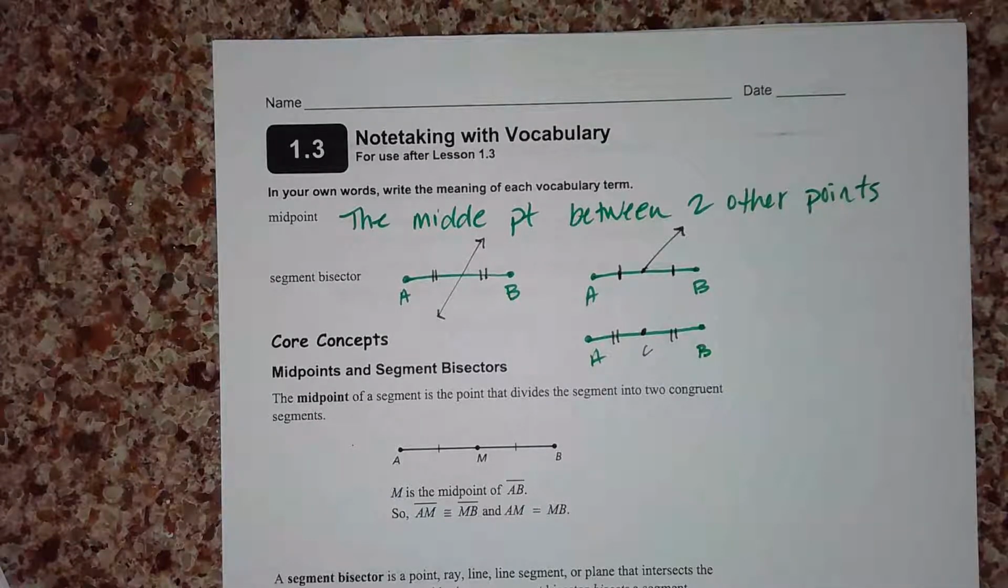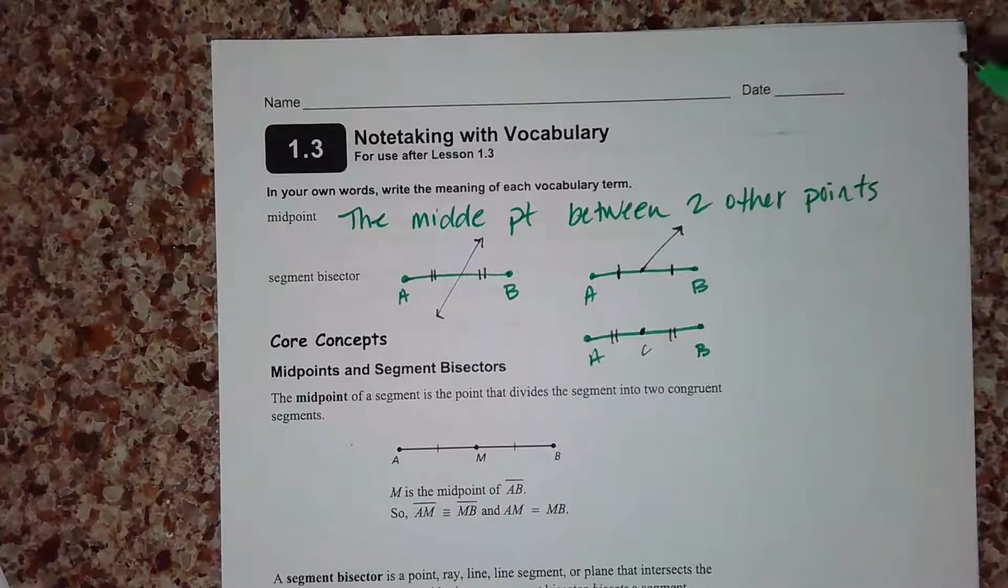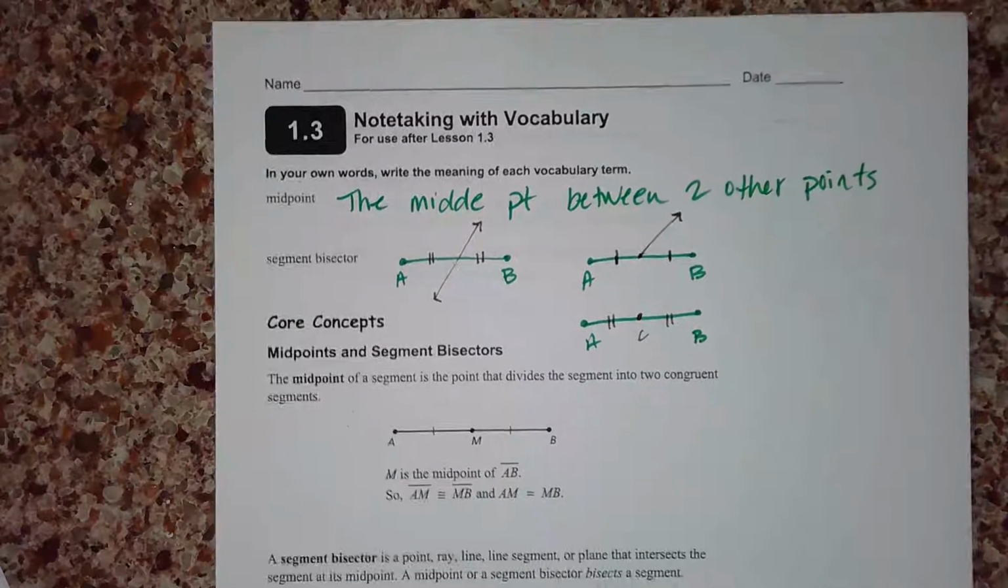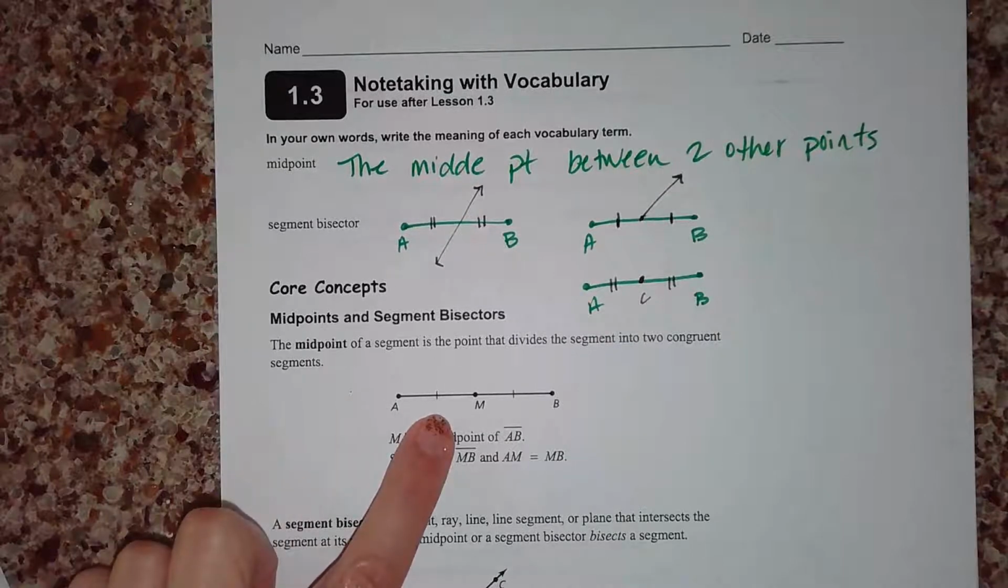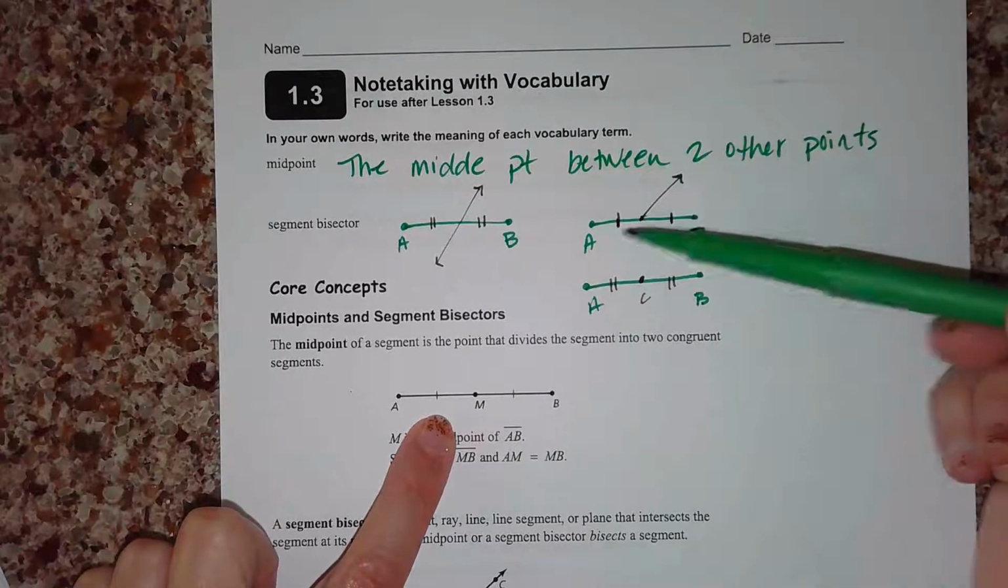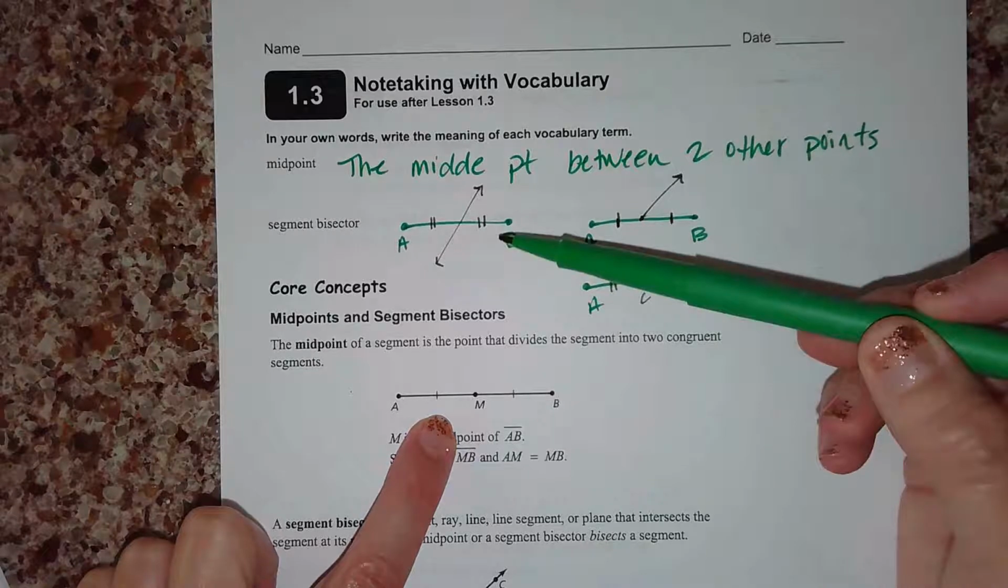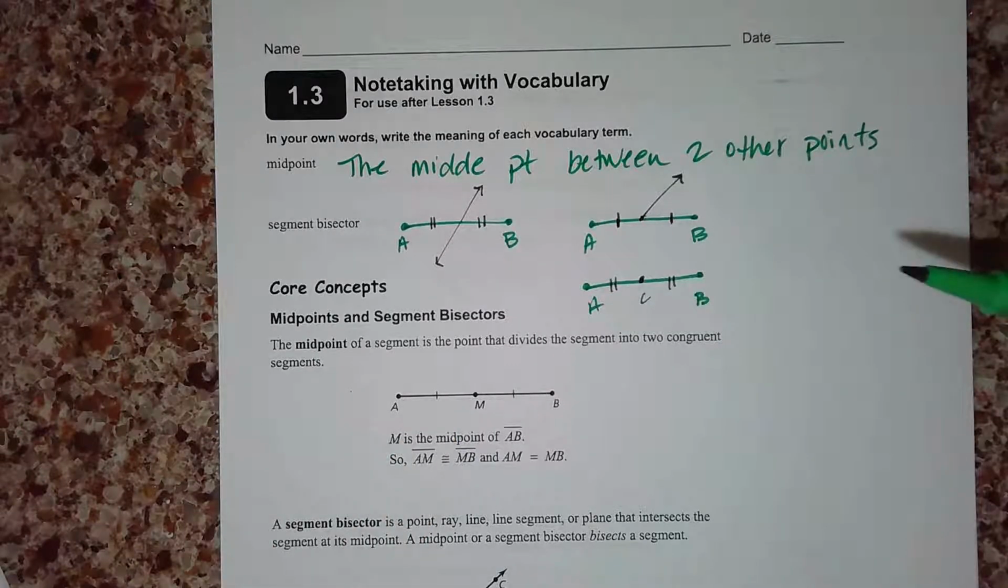It could be another line segment. Basically what it means is that this line segment is broken into two equal pieces. And so whether a line bisects it, a ray bisects it, a point bisects it, or another line segment bisects it, it's being broken into two congruent pieces. Again, remember the notation. The same little number of dashes on each piece means that those two pieces are indeed congruent.